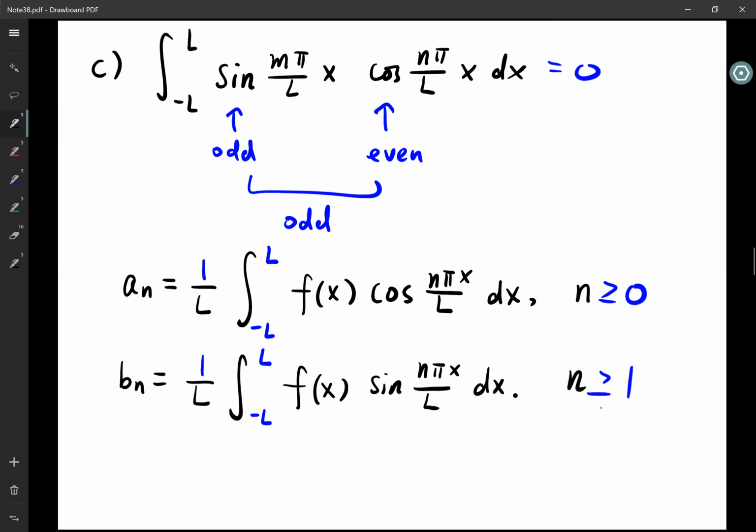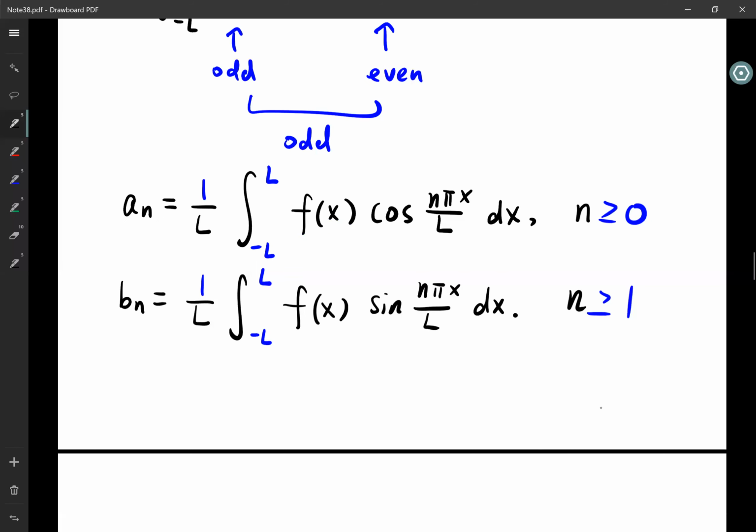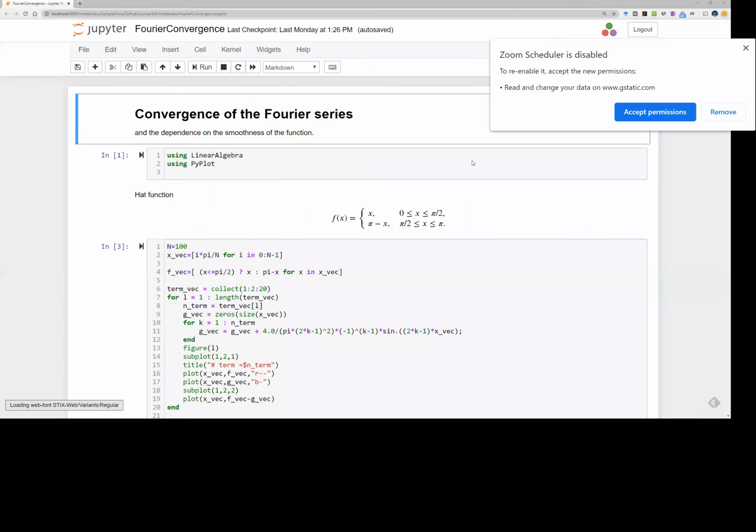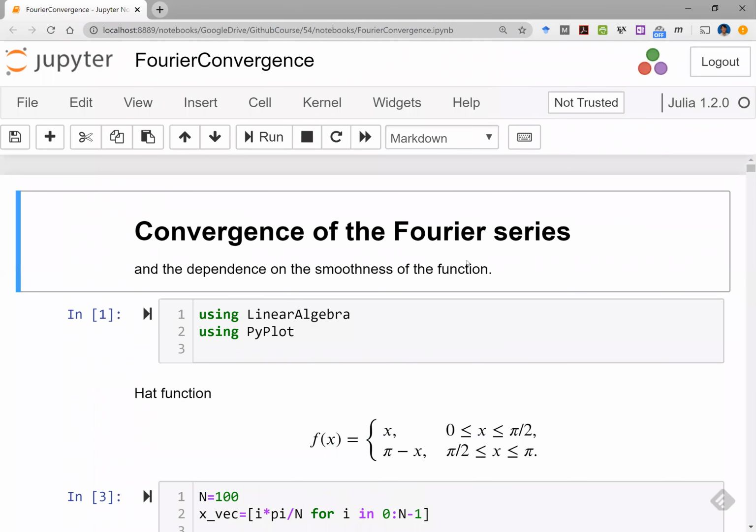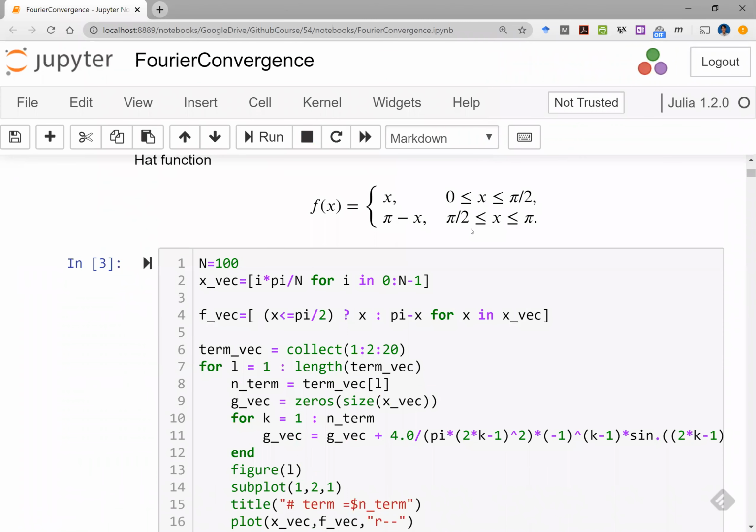Okay, so before I proceed, why don't I show you a few examples first, and then we proceed. So okay, let us look at the Julia notebook that I showed last time.